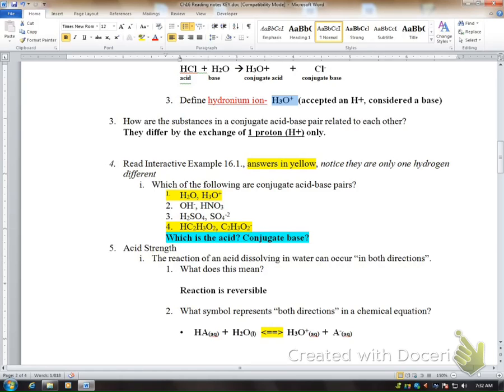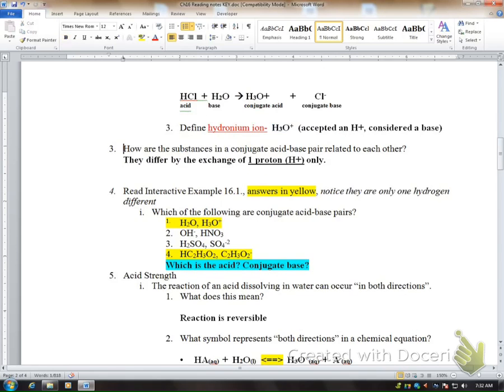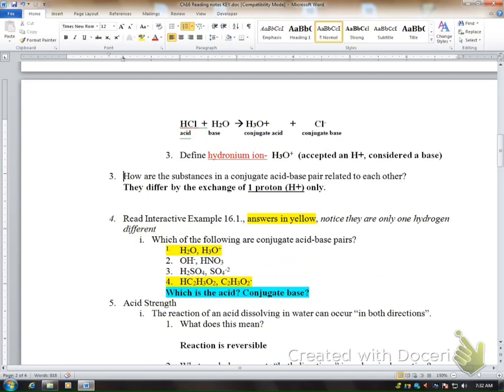Number 2 and number 3 are not conjugate acid-base pairs because when you look at number 2, you have lost a nitrogen and oxygen, so that doesn't count. And in number 3, you've lost hydrogens, but you have lost 2 hydrogens. So again, going back to the definition of conjugate acid-base pair, in number 3 they are not only one proton different.